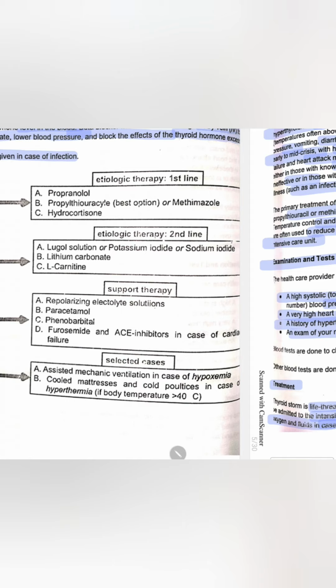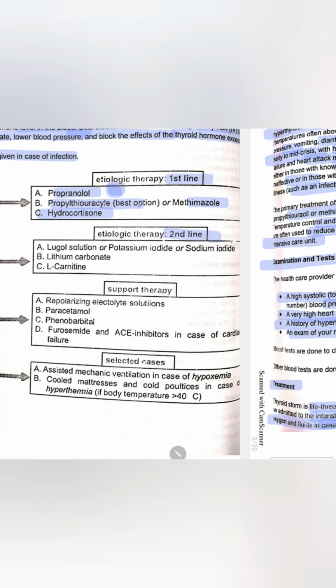So the thyroid storm. The first line is propranolol, which is a beta blocker, propylthiouracil or methimazole, and hydrocortisone. The propranolol is the beta blocker. The propylthiouracil is the anti-thyroid drug, and the hydrocortisone is the steroid.